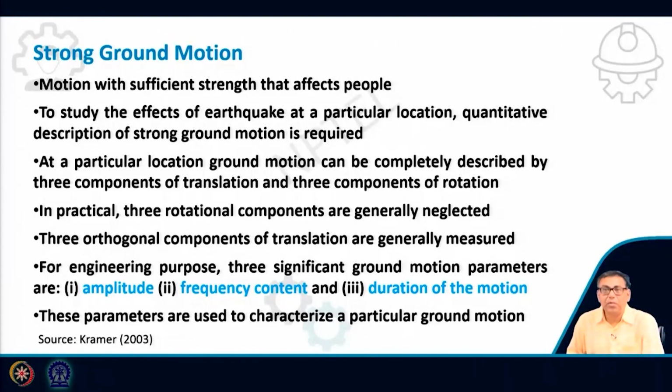So, as I mentioned how I will define the duration of motion, that also will be defined. So, there are three components: amplitude, frequency content and duration of the motion. These are the three significant ground motion parameters. In addition to these three parameters, there are a few other parameters also, and those will also be discussed. Now, these parameters are used to characterize a particular ground motion.